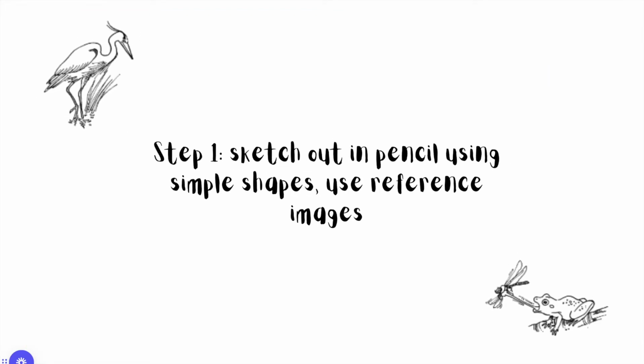So step 1, we're going to sketch out in pencil using simple shapes and reference images. So you can use the Google Slides with the adaptations for reference images, or you can use Google Images to find reference images just to see what they look like. So for example, if I want to draw froggy legs, I need to know what those look like. So I might look up a picture of a frog or use that one that I see right there in the corner. Let's get started on step 1.